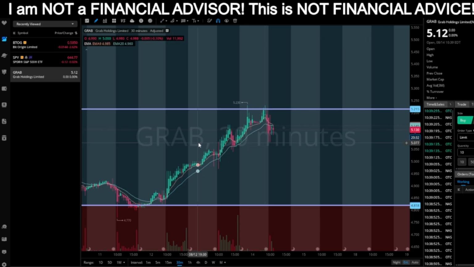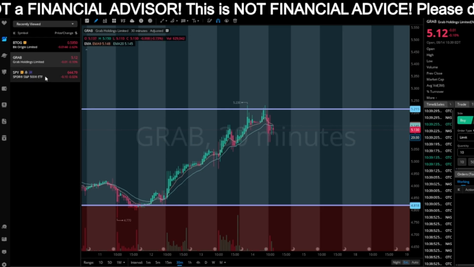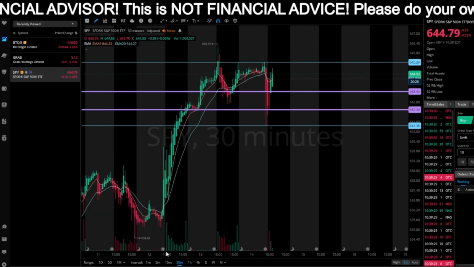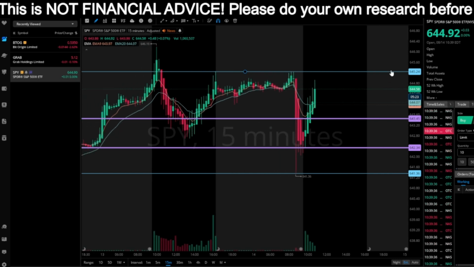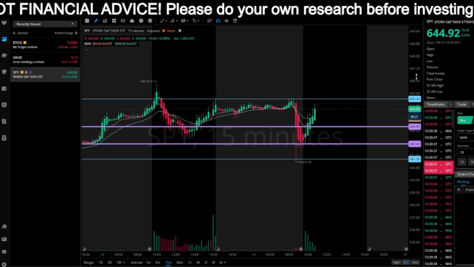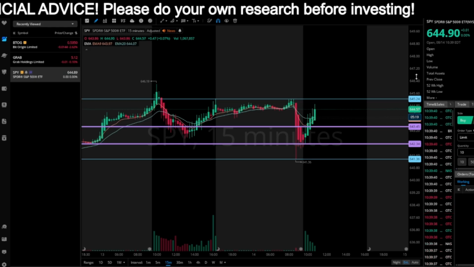The other way you can look at an entry, which is what I did today with SPY here, and you can see where we're looking at. So with the SPY ETF, a lot of people like to trade what's called the ORB strategy. Now, the ORB strategy is called opening range breakout.